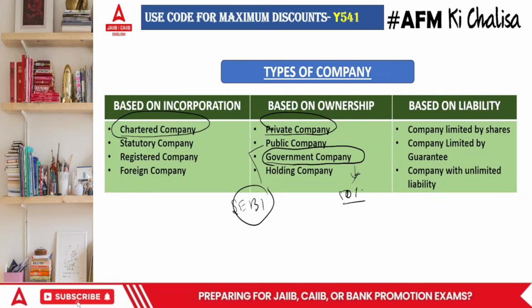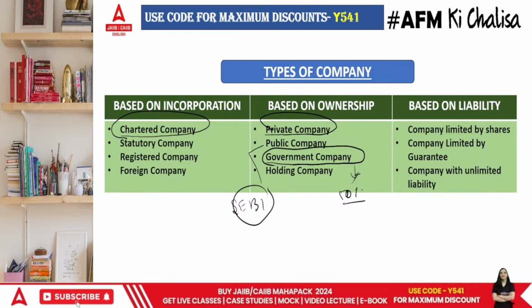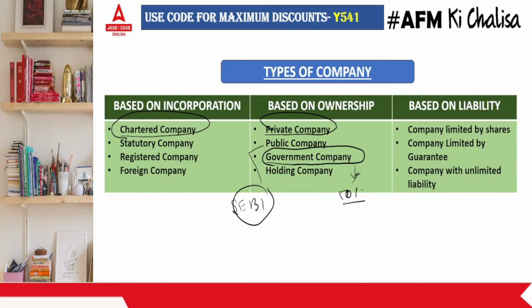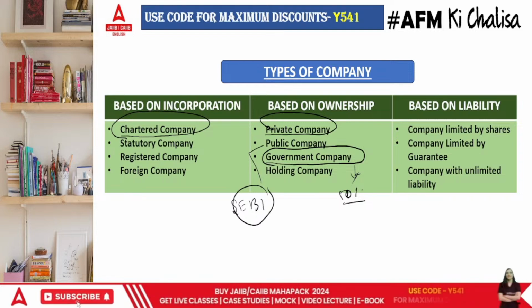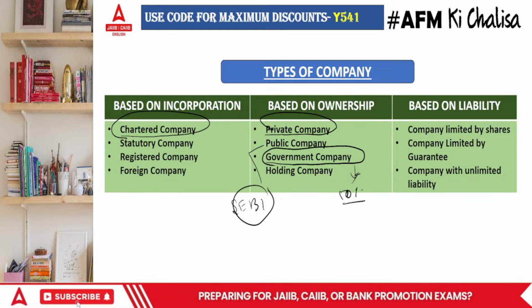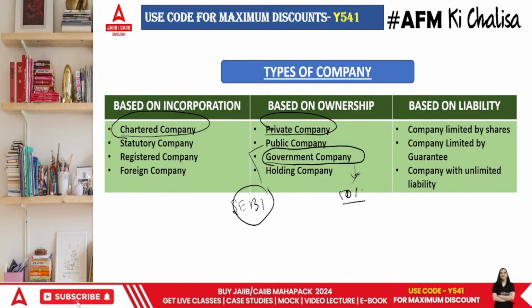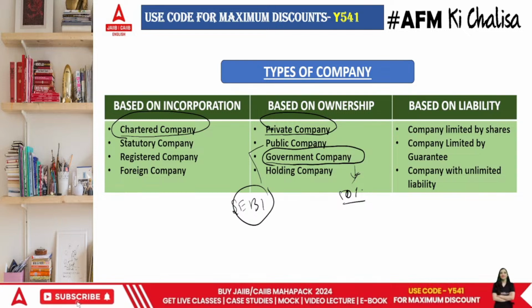Then comes a holding company. A company in which you hold more than 50% is called a holding company. The company which is being held for more than 50% of its voting power, that particular company is your subsidiary. Done. That is how we define the holding company: a company which has more than 51% of its shareholding in the name of one particular organization, which has more control.